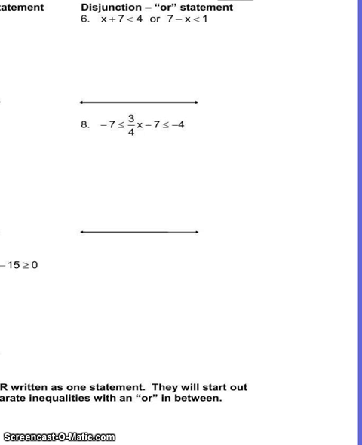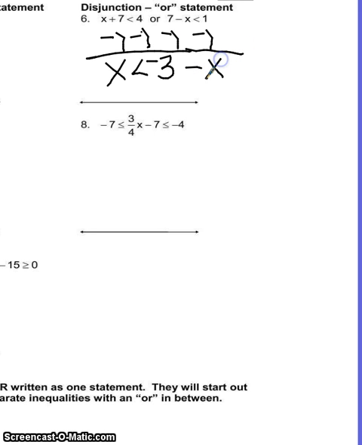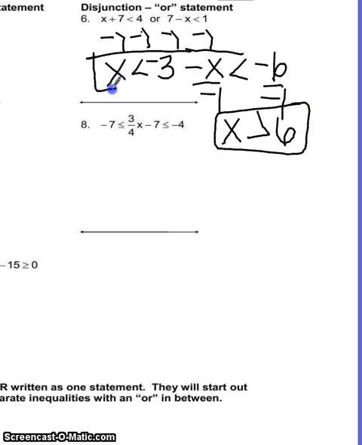The last example is a disjunction, which is an or statement. Here I'm going to solve it as two separate equations. So if I look at number 6, I'm going to subtract 7 from both sides. It gives me x is less than a negative 3. And here I'm going to subtract 7 from both sides. And it gives me negative x is less than negative 6. Again, I'm going to divide this one by a negative 1. So I end up with x is greater than 6. Remember, I'm changing my inequality.